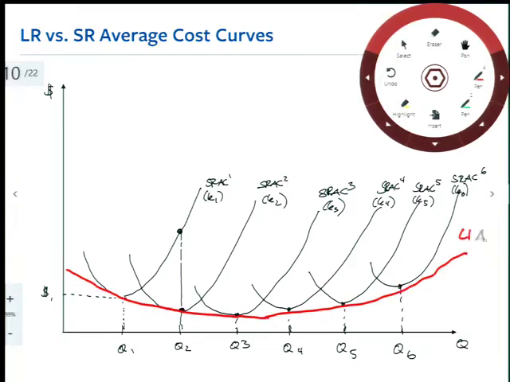In the long run, you're just going to pick the minimum of these average cost curves to produce your output. So the long run average cost curve is the salad bowl that these short run average cost curves sit in. It is the envelope of the short run average cost curves.